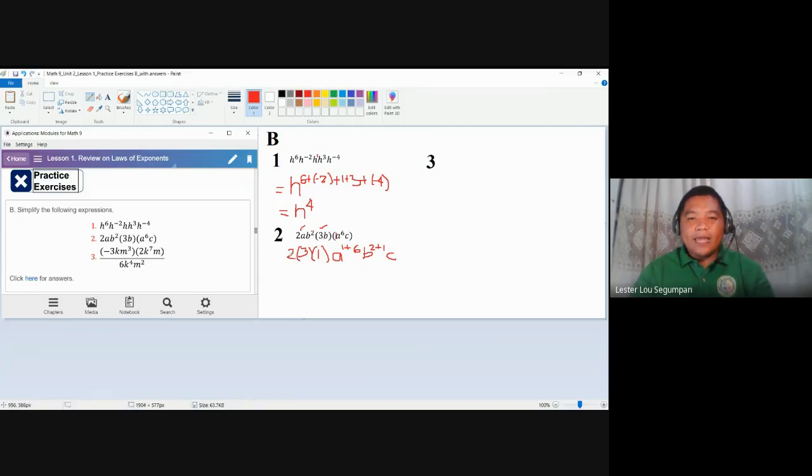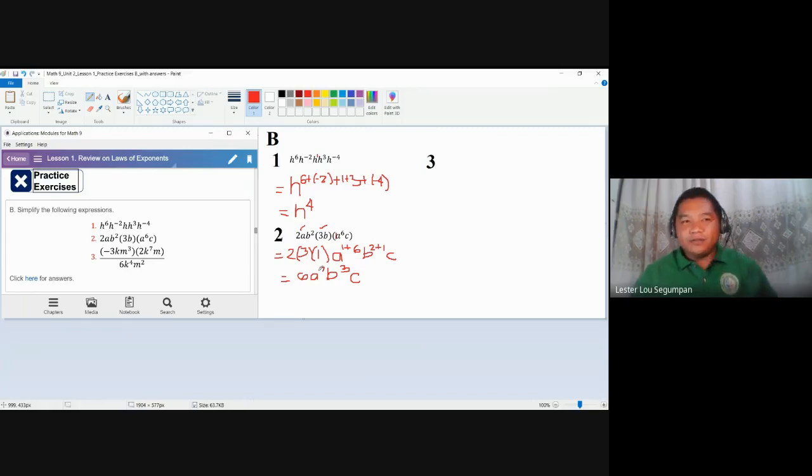Okay, so 2 times 3 times 1, this is 6. As for a, you have a to the power of 1 plus 6, which is 7. b to the power of 2 plus 1, which is 3. And then you write here c. Right? Since no more variables here can be combined using any other laws, this is our final answer. So again, what matters here is the proper determination of base and similar bases.